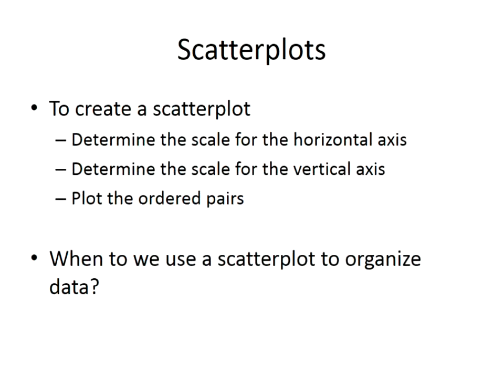Okay? And so to create a scatter plot, you have to determine the scale for the horizontal axis. The scale is how you number it. And when you number it, remember you have to be consistent in how you number. So if you count by ones, everything is 1, 2, 3, 4, 5, 6 all the way, or you could count by twos, that's the scale. Then you have to determine the scale of the vertical axis, and then you have to plot the ordered pairs.